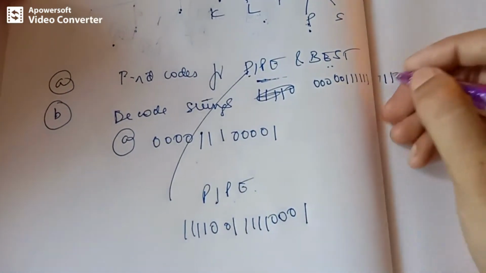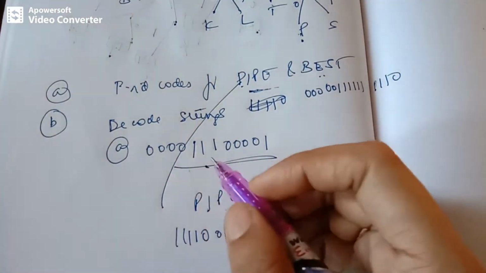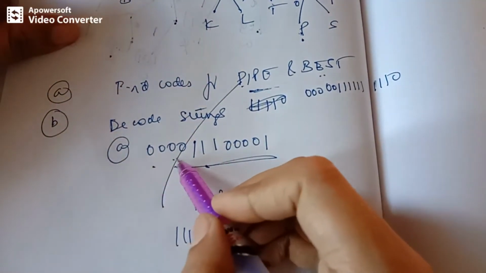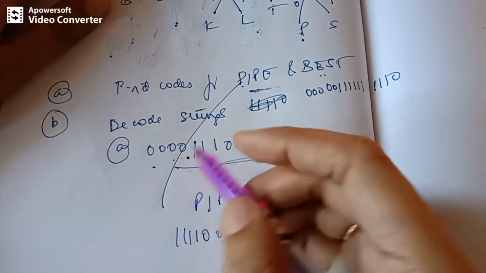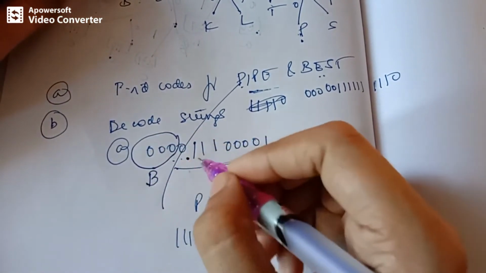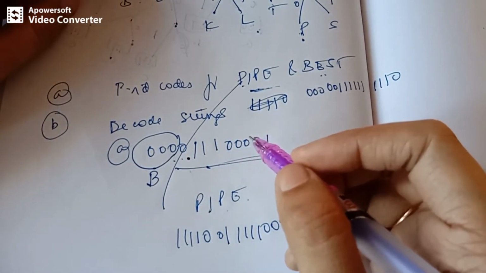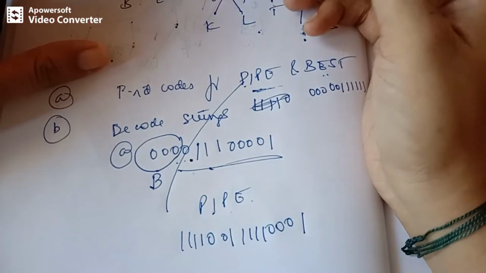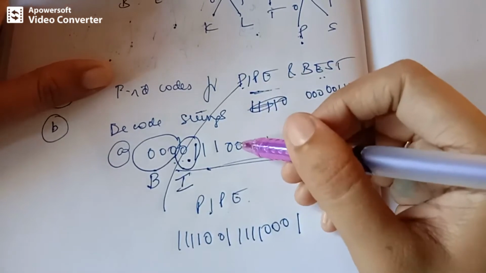Next, you are supposed to decode the strings given. They have given the string, and you are supposed to find out the alphabets for these. So 0 0 0 0 0. Do we get 4 zeros directly? No, we can have 3 zeros at a stretch. So I will divide this like this. So this represents B. And can we have 0 1 for 3 ones together? No, we can have just 0 1, right? So this represents I.